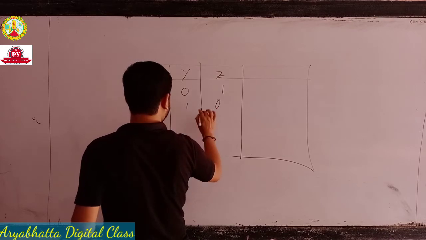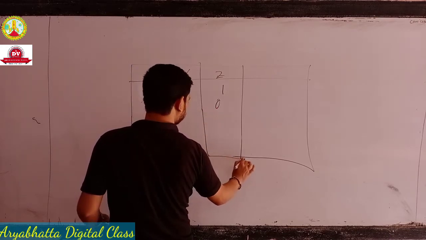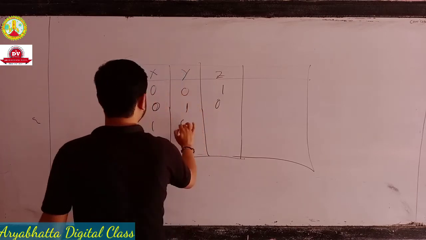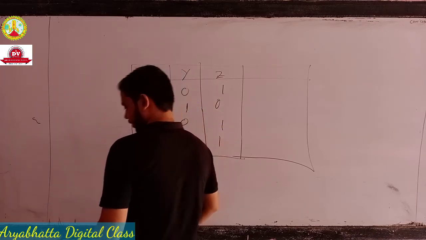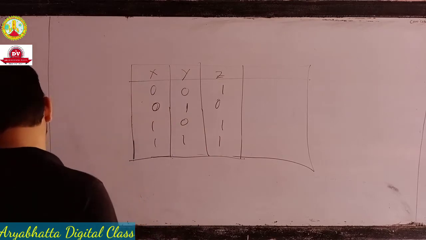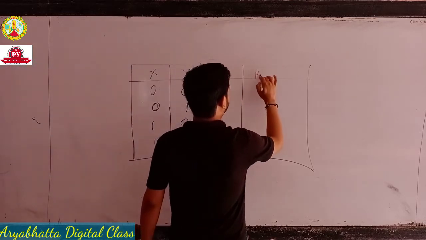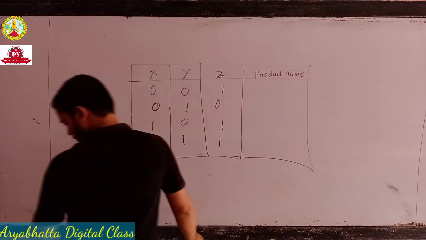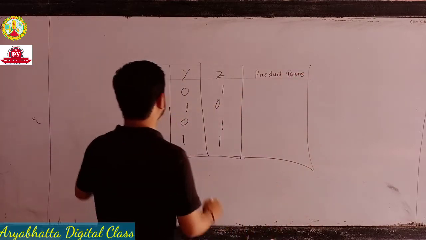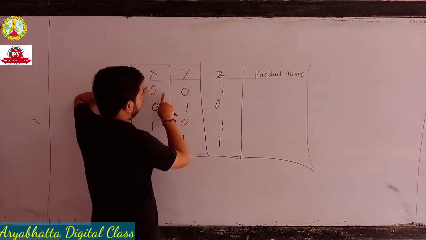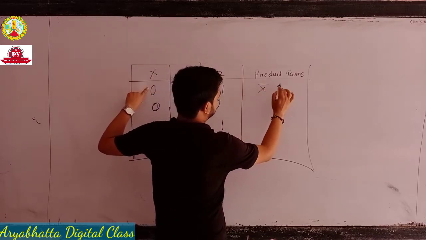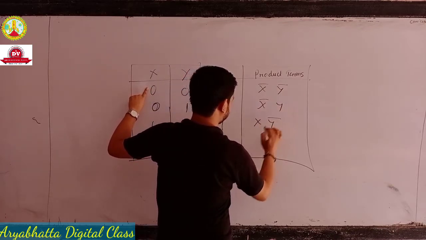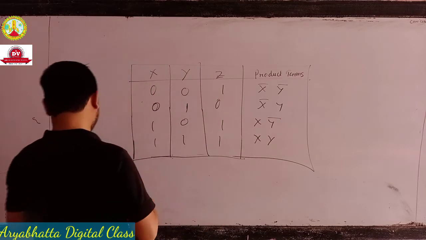Okay, then you see, 0 1 0 1 0 1 1 1 1. Now we have to write it in product form. Product terms. You see x and y, when it is 0, that will be in bar. Like that. You understood?